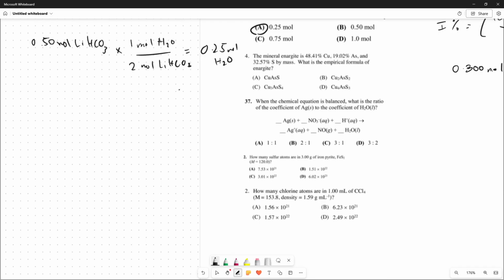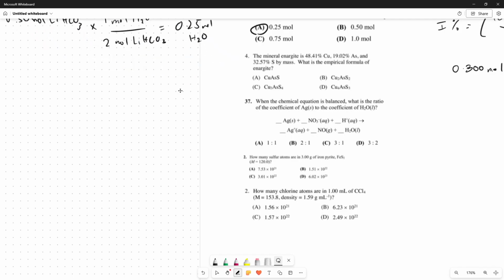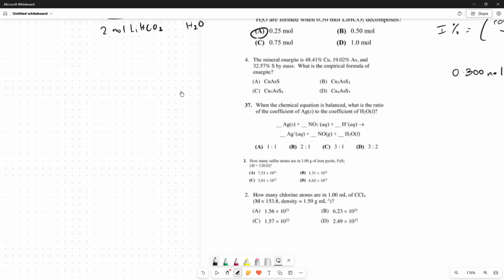So number 4. The mineral enargite, or energite, I don't know, is 48.41% copper, 19.02% arsenic, and 32.57% sulfur by mass. What is the empirical formula of enargite, or however you say that?